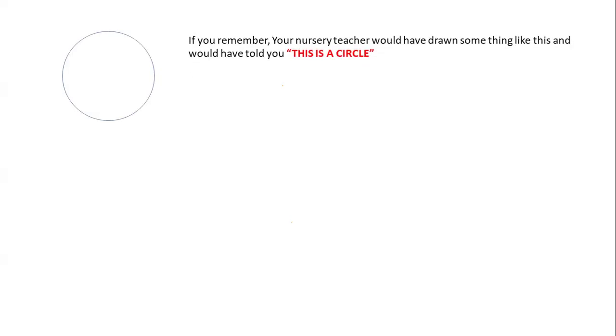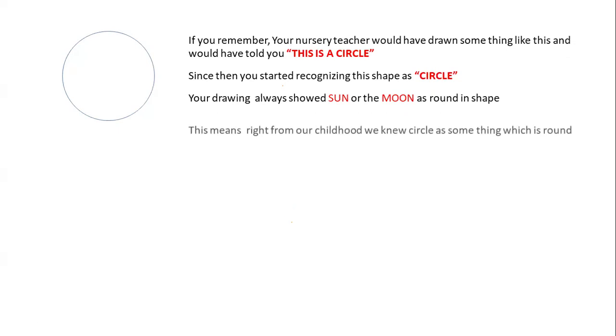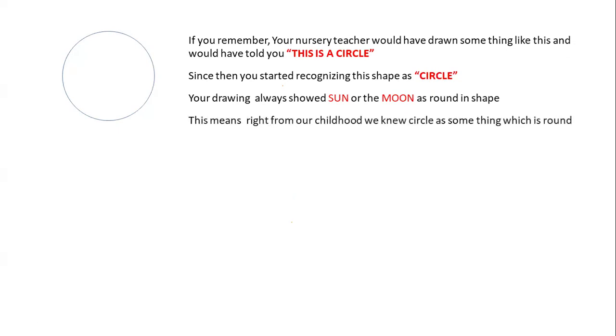If you remember, your nursery teacher would have drawn something like this and would have told you this is a circle. Since then, you started recognizing this shape as a circle. Your drawing always showed the sun or the moon as round in shape. This means from childhood we knew a circle as something which is round.